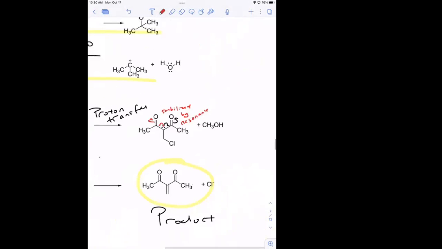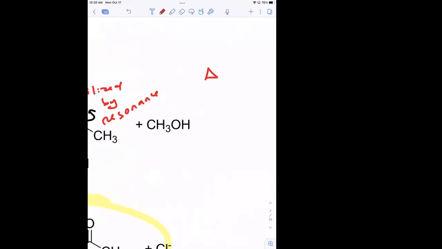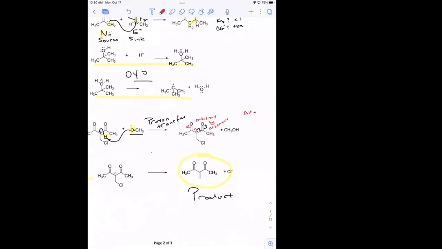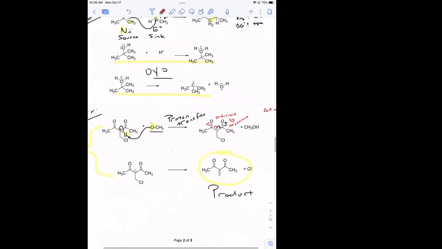So let's just calculate delta H for this reaction. What did I break? I broke a CH sigma bond, and I made an OH sigma bond. Is that right? Does everybody see the OH bond here? That was made. The OCH3 picked up a proton and it became CH3OH.